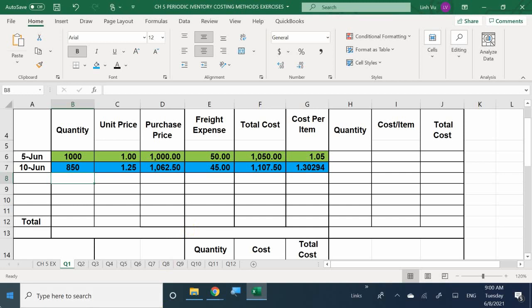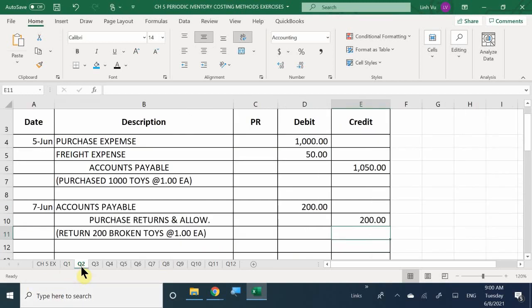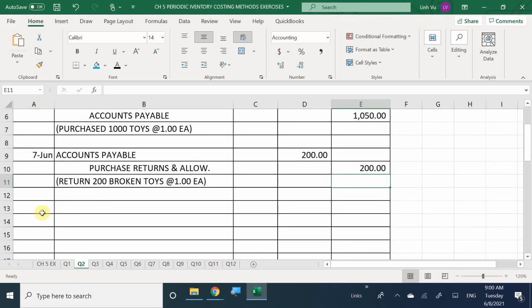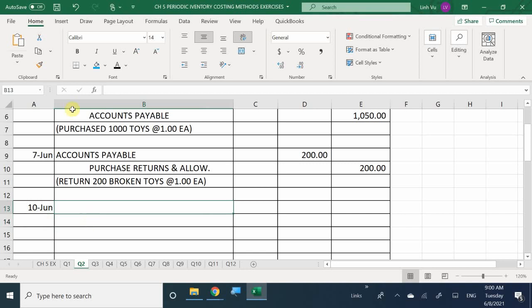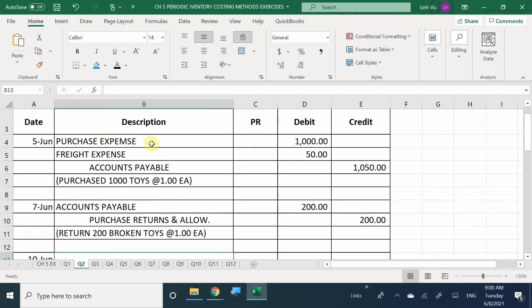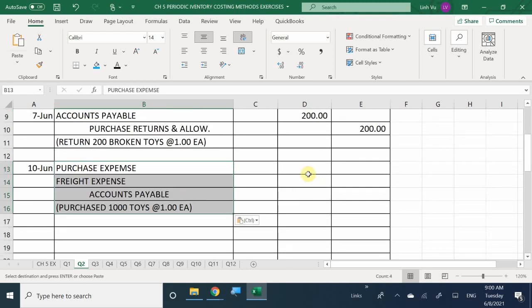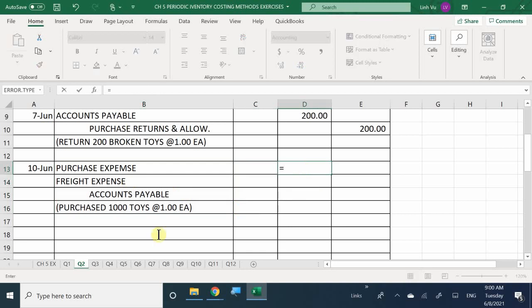So let's go ahead and journalize this. Since we kind of have the idea, we already calculated what it's going to cost us. So June 10. What are we expected to have? What's my journal going to look like? Purchase expense 1,062.50. Okay. Yes, good. And then debit freight for $45. And accounts payable for 1,107.50.